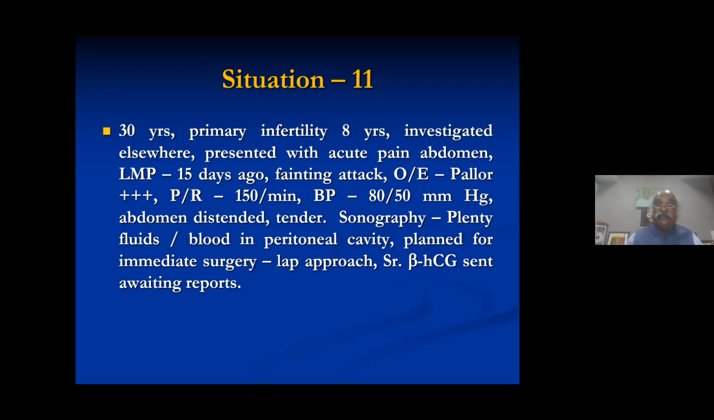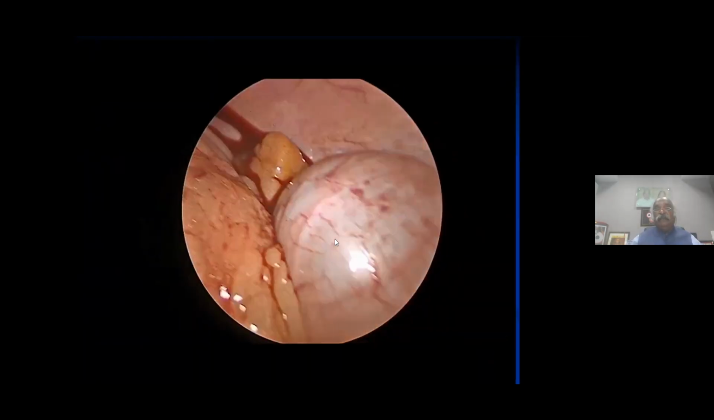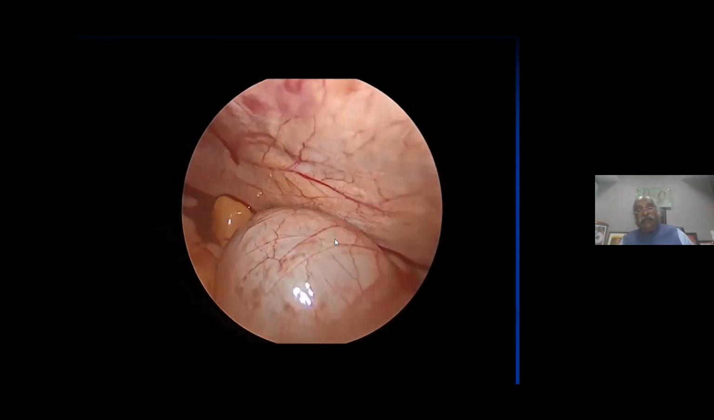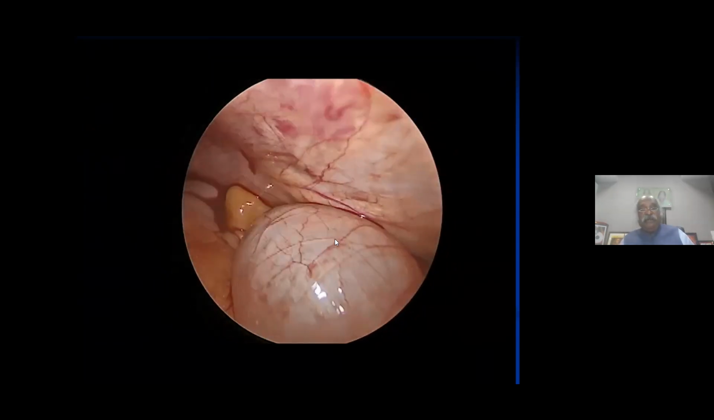Plan for immediate surgery, for laparoscopy. I thought that there could be an internal hemorrhage. With internal hemorrhage, commonly we believe it is an ectopic pregnancy, though she gives a history of LMP 15 days back. But to be very sure, I sent a serum beta-hCG and we were awaiting the report. I didn't wait for that because the patient is in shock. Immediately put on the laparoscopic approach, and I find plenty of fluid blood in the peritoneal cavity.